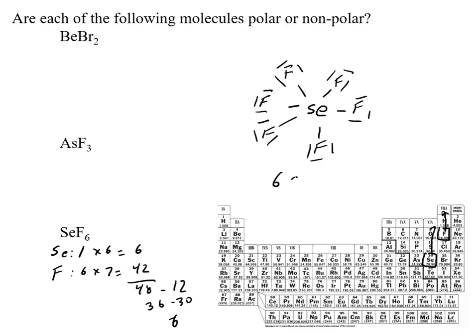I have 6 outside atoms. I have 0 lone pairs. So that makes it octahedral. Okay. And because this is octahedral with 0 lone pairs, all outside atoms are the same. This is nonpolar. Okay. And that is the end of this video.